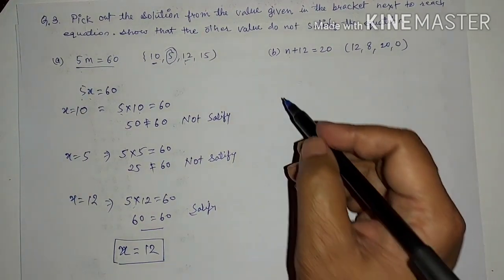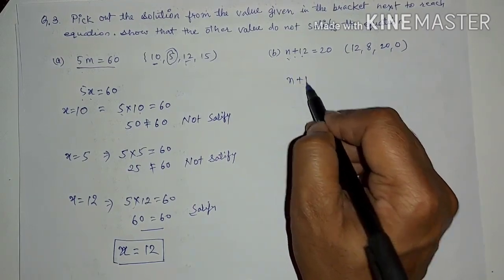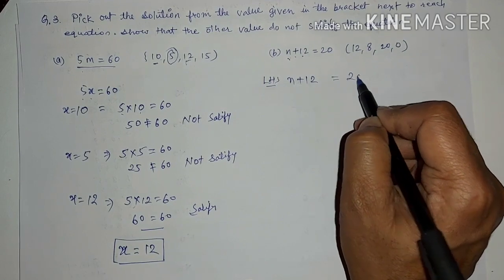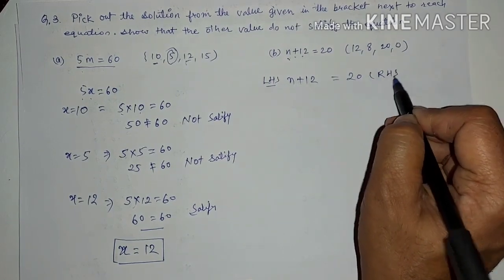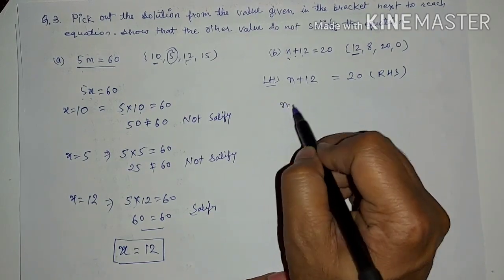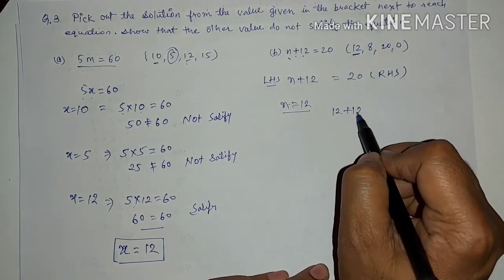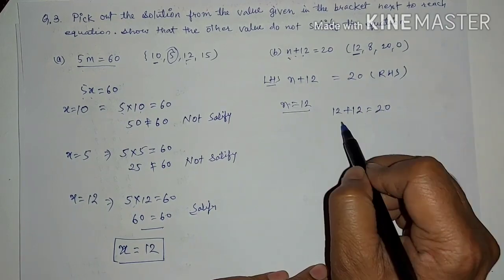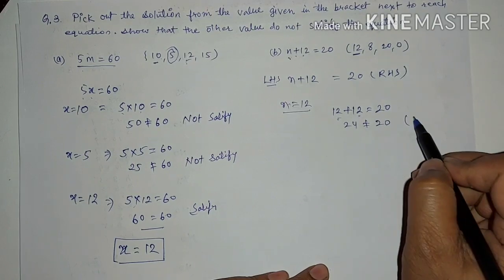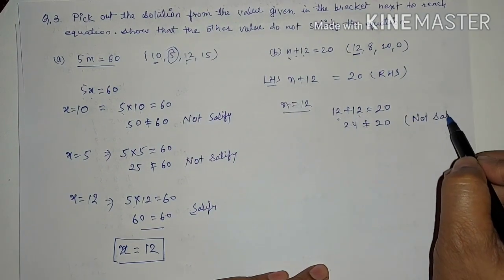Okay, now next is n plus 12, that n plus 12 is the value of the left hand side and 20 is the value of the right hand side. First value is 12, so n is equal to the first value 12. So 12 plus 12 is 24, which is not equal to 20. It means the answer is not satisfied.